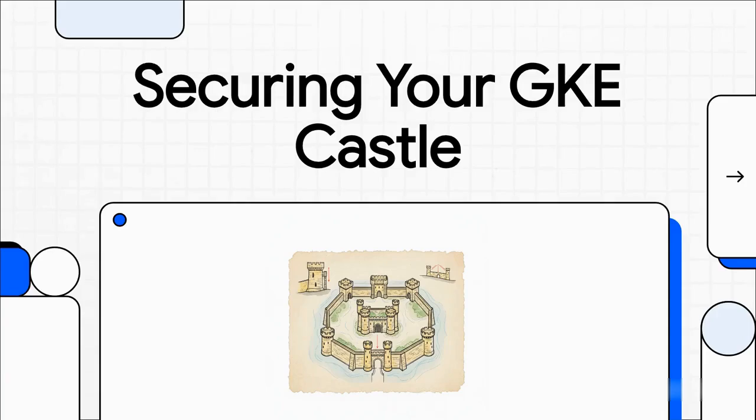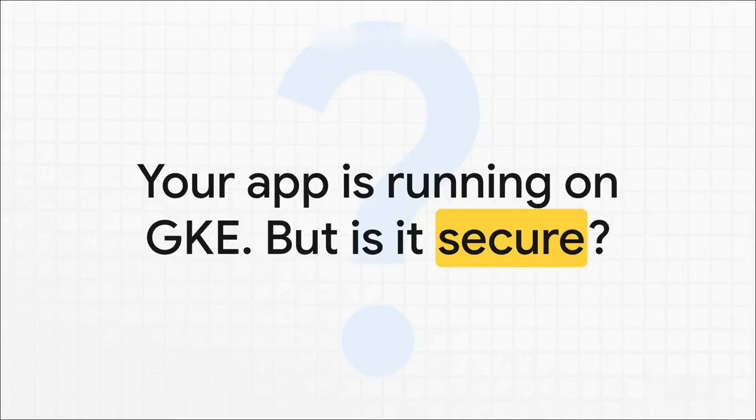So you've done all the hard work. You containerized your application, you pushed it out to Google Kubernetes Engine, and hey, it's running. That is a huge win for sure. But, in that rush to get to production, there's one critical question that often gets pushed to the side. And if we're being honest, for a lot of default deployments, the answer is probably not.